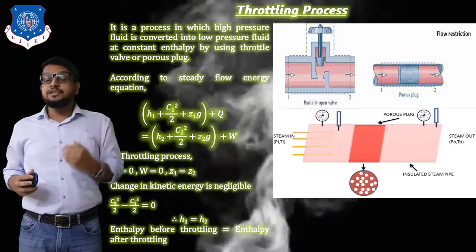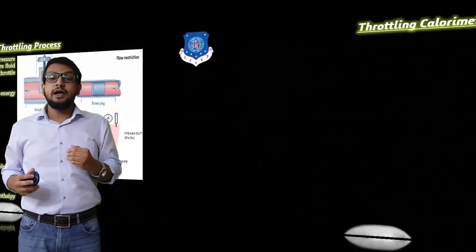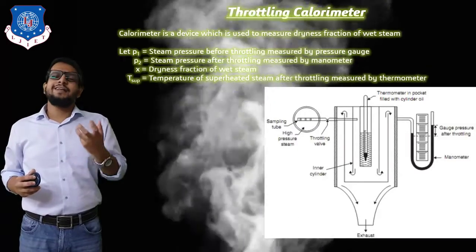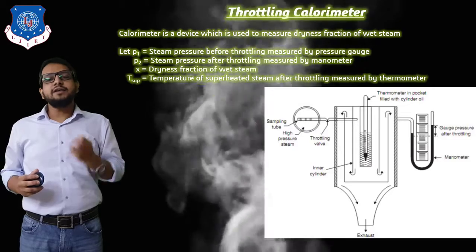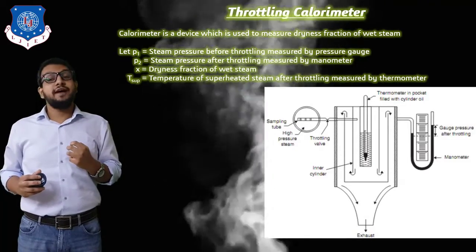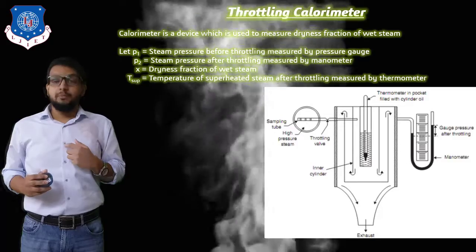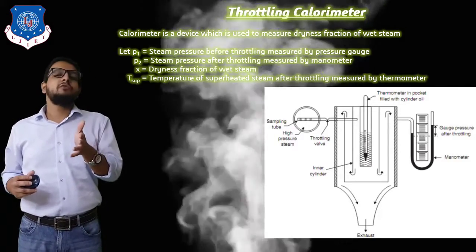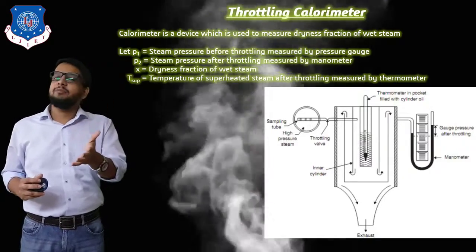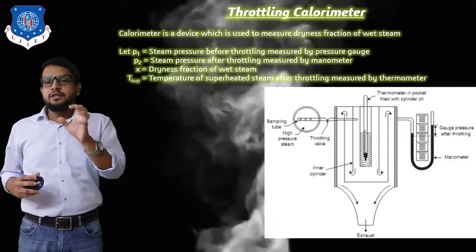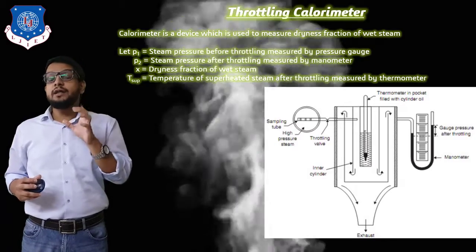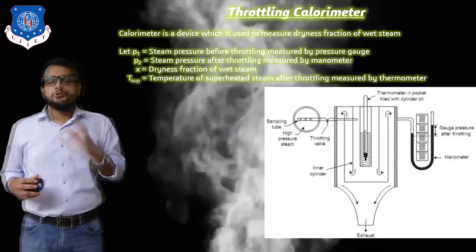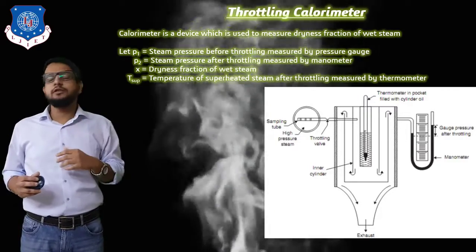Okay, so let's see our next topic, that is calorimeter. The first question that comes to mind is, what is a calorimeter? We would say that a calorimeter is a device which is used to measure the dryness fraction of wet steam. Till now we have seen questions in which the dryness fraction of a steam was already given and we were determining its enthalpy and internal energy, right? But in this process we are going to determine the dryness fraction, that is the value of X for a wet steam.